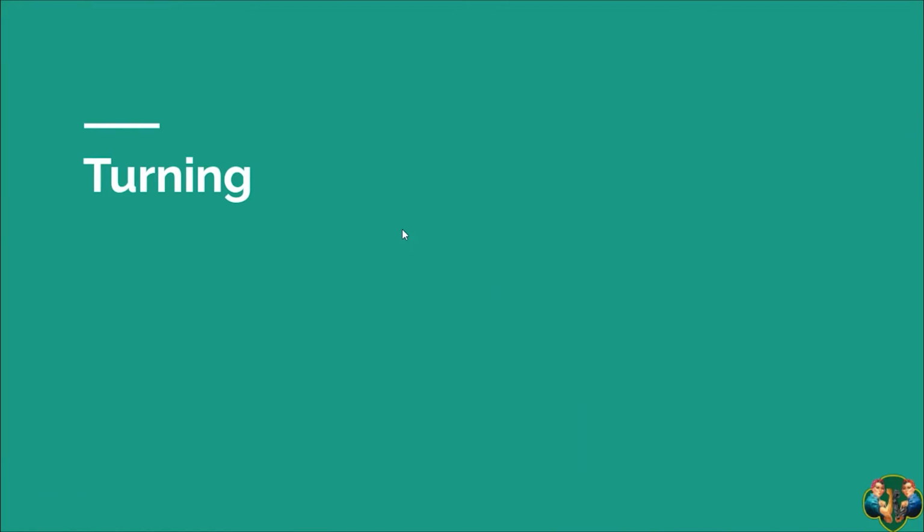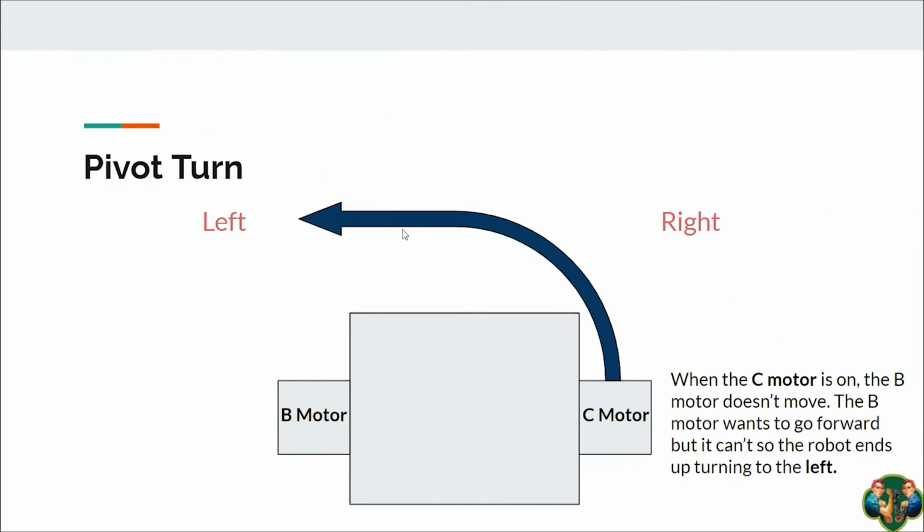So, programming turning. What we will learn about is called a pivot turn, and this is the most basic type of turning and what I recommend you start off with. To turn to the left using a pivot turn, the B motor, or the motor on the left, will not move. However, the C motor, or the motor on the right, will move.